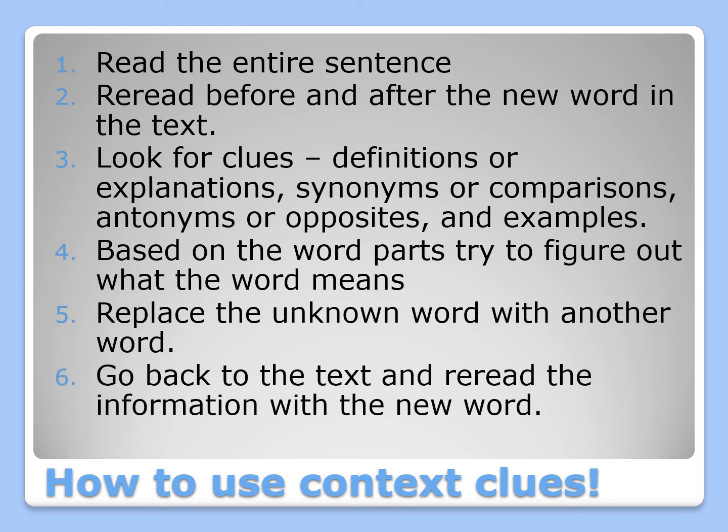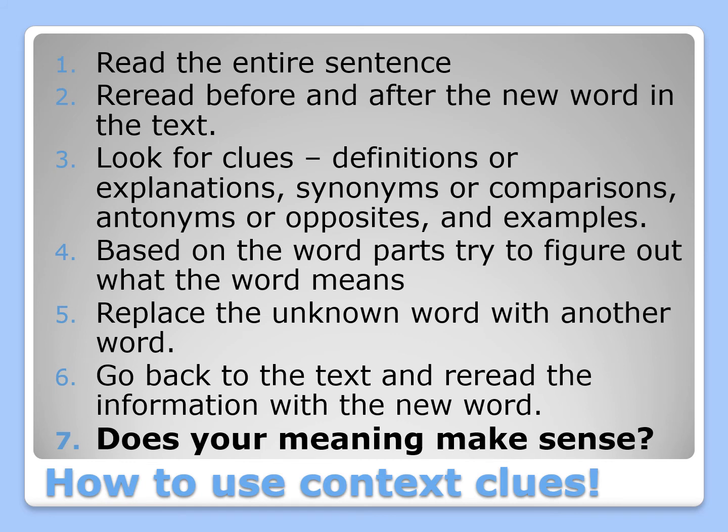Okay, so here are some things that I would like for you to remember when you are practicing your context clues, okay? So when you're practicing your context clues and you come to an unknown word, don't just stop there. Read the entire sentence. So that means everything that comes before or after the word, okay? And then go back and reread before and after the new word in the text. And then start looking for your clues. Look for definitions, explanations, synonyms, which are comparisons, or antonyms, which are opposites, and examples, and of course, explanations.